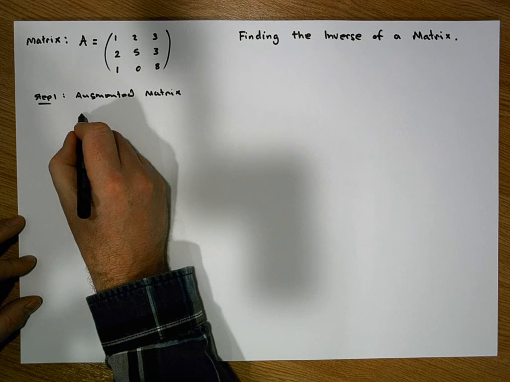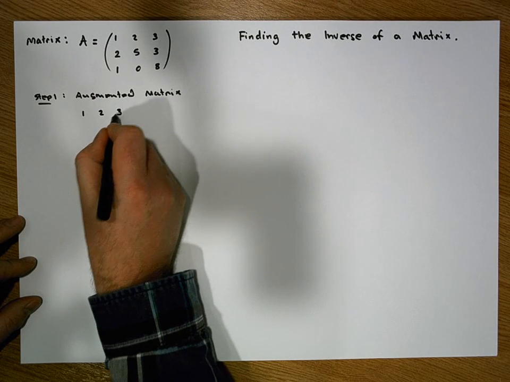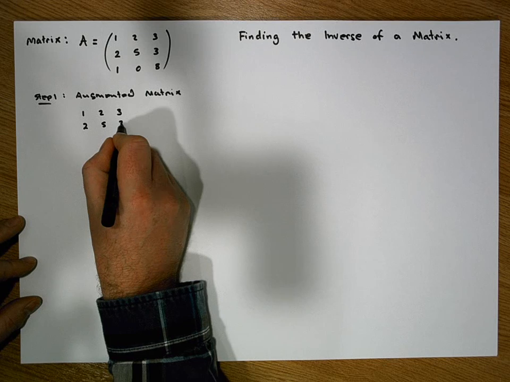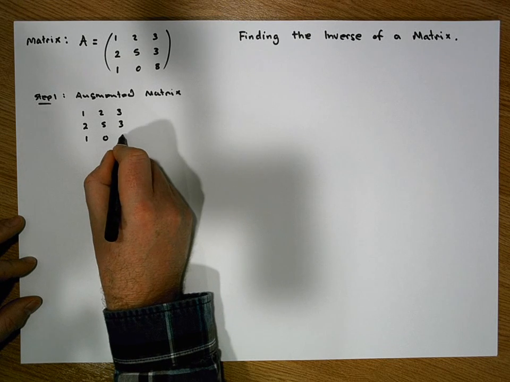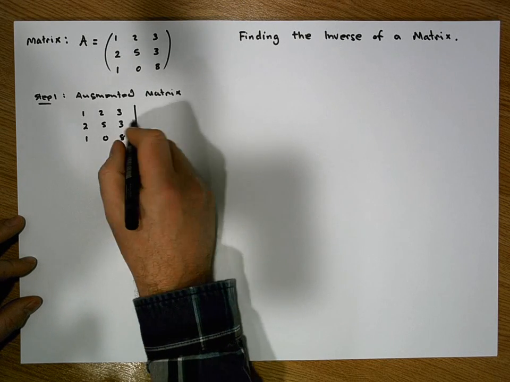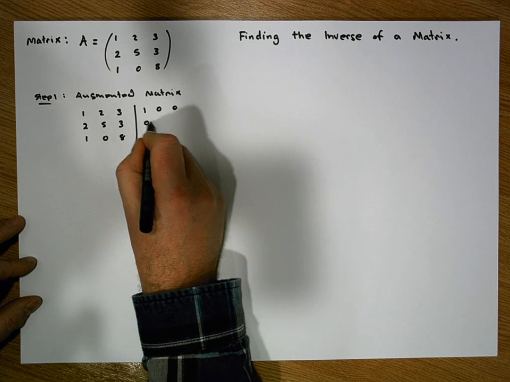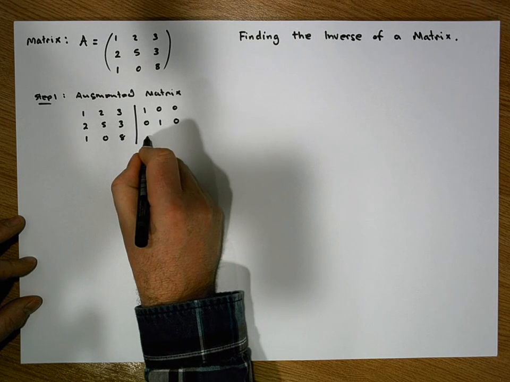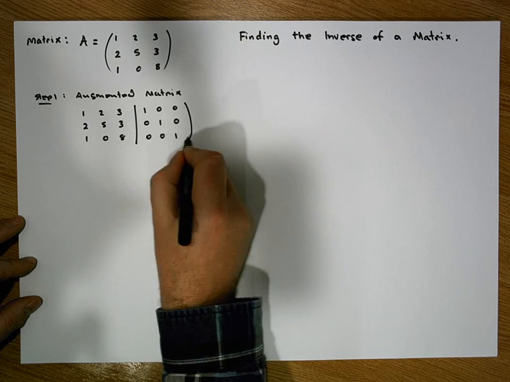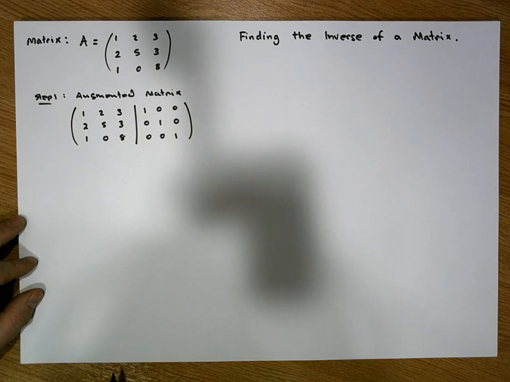So in this case, our matrix is 1, 2, 3, 2, 5, 3, 1, 0, 8. And what we do is we augment it with the identity matrix, which is 1, 0, 0, 0, 1, 0, 0, 0, 1. Okay, so that's the first step.